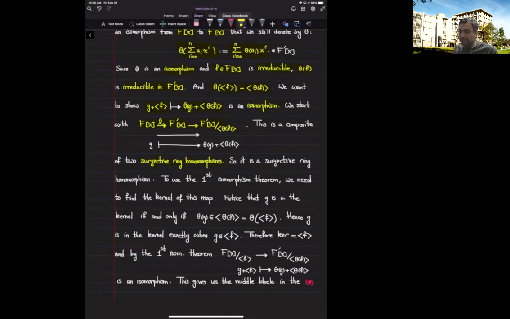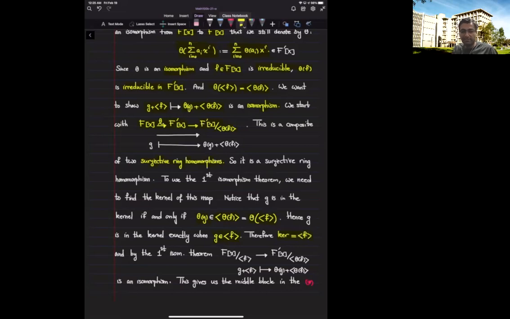Being surjective, I already know what the image is, so I need to understand what the kernel of this map is. A binomial G belongs to the kernel if and only if theta of G belongs to the ideal generated by theta of F, which is theta of the ideal generated by F. Theta is a bijection, so theta of G belongs to theta of this set precisely when G is inside that set. So that means the kernel of this map is precisely the ideal generated by F.